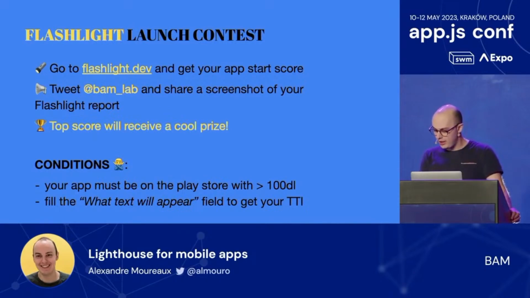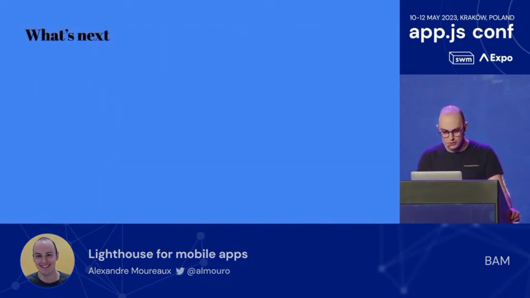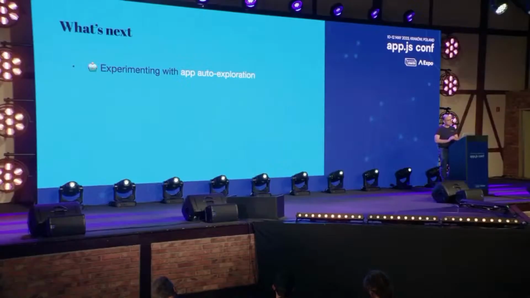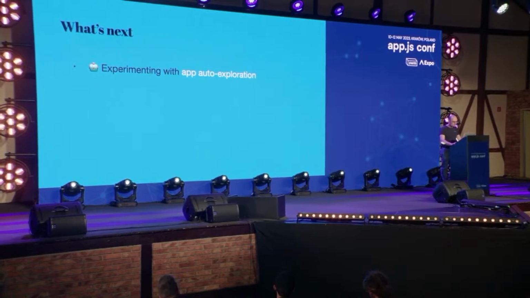Actually, I have a little bit of time left. That's amazing. So I'll switch to some slides that I didn't think I would be able to do. It's all the things we want to do next, because we're very eager to hear about your feedback. But like I said, one thing that Flashlight cannot do is explore the app on its own. So we want to be experimenting with app auto-exploration so that you just have to drag and drop your app, and Flashlight would be able to tell you if your performance is actually good or not.